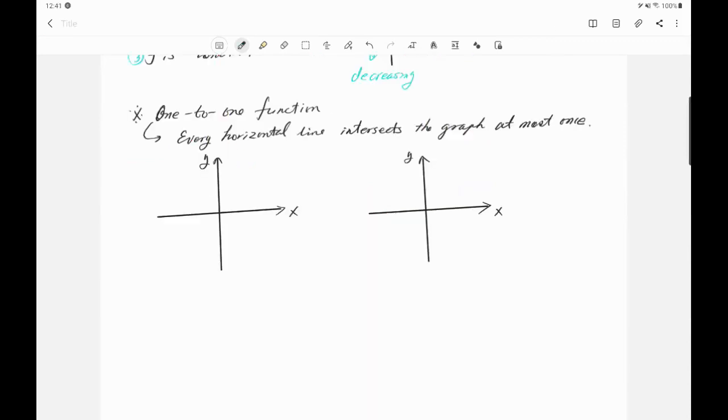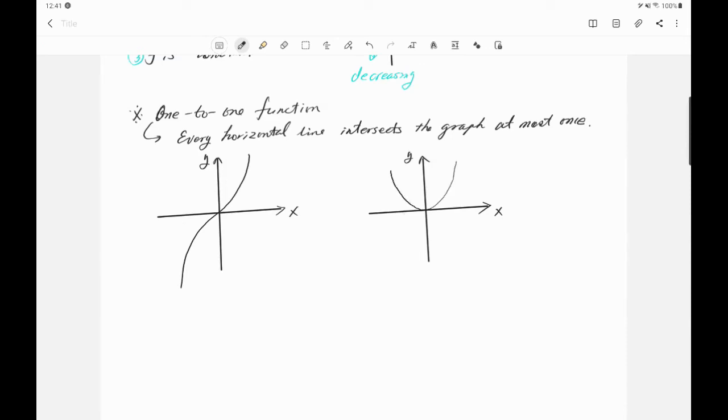Okay, now the one-to-one function definition. If a function is one-to-one, then when you draw a horizontal line, the graph should meet at most once. So the intersection must have only one. So for example, let's say here is a graph, something like this.